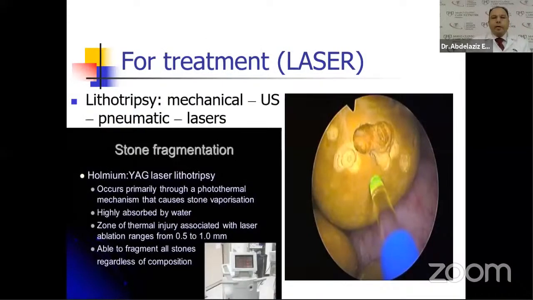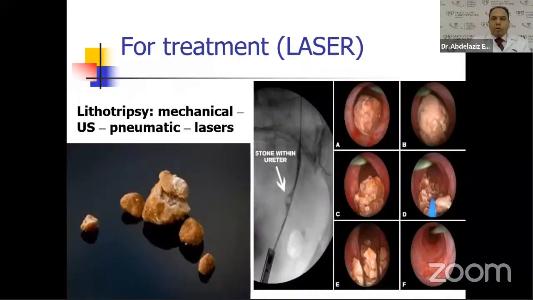There are different methods for fragmentation of the stone: mechanical, ultrasound, pneumatic, or laser. The most common type of laser is the holmium YAG laser. It works through a mechanism of stone vaporization, highly absorbed by water. Laser fragmentation is the most common type of stone fragmentation. After fragmentation of the stone, we remove these fragments by Dormia basket as we see.